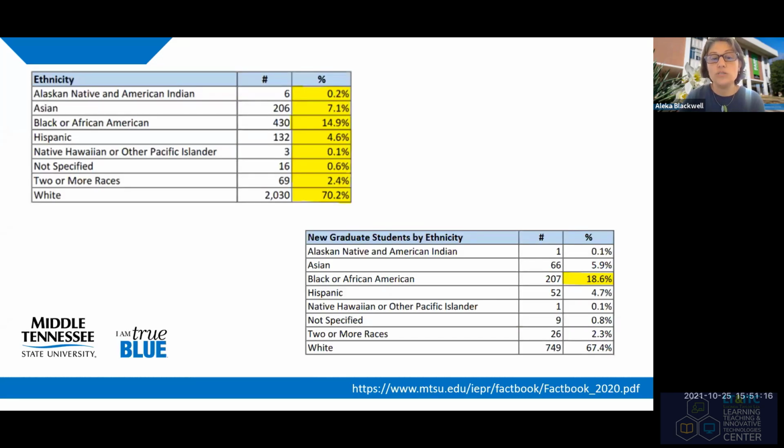And then to notice that a larger number of African-American graduate students joined us this year compared to the population on campus. So, the new graduate students by ethnicity.